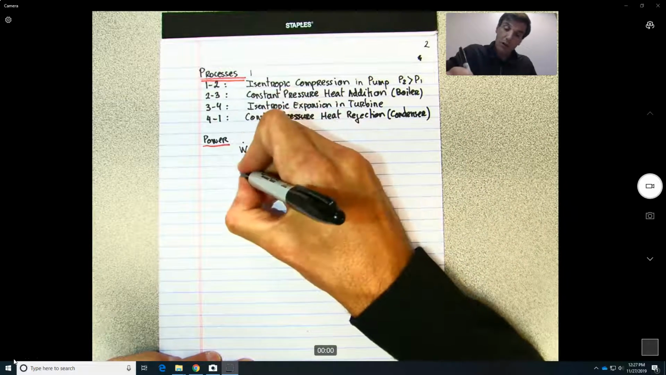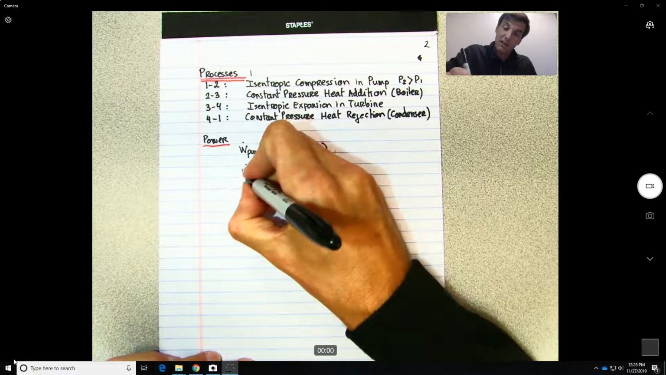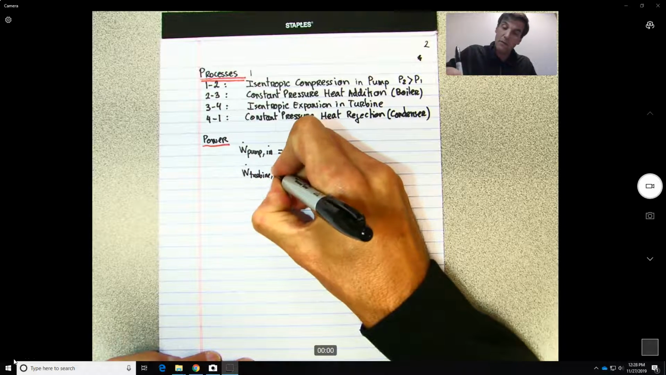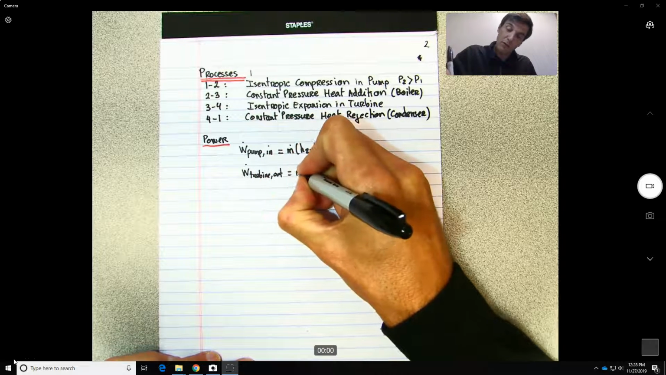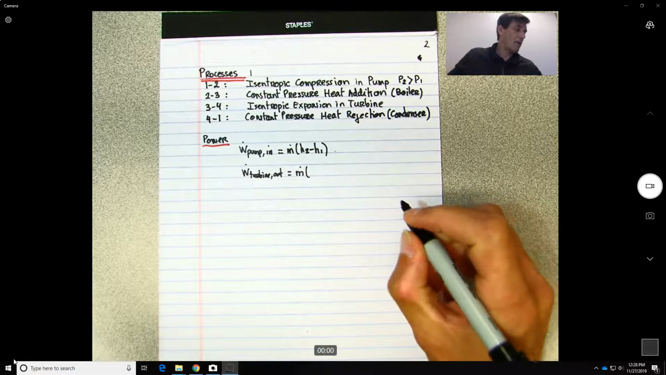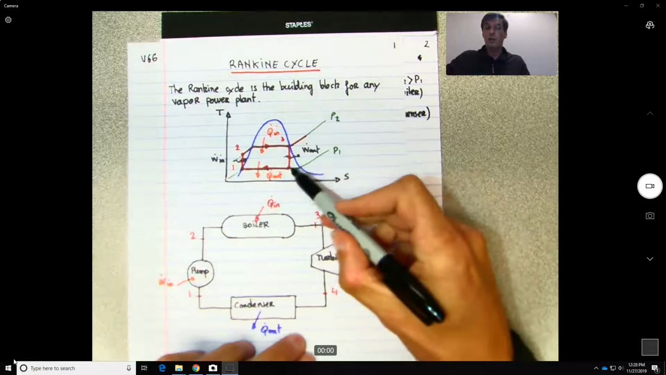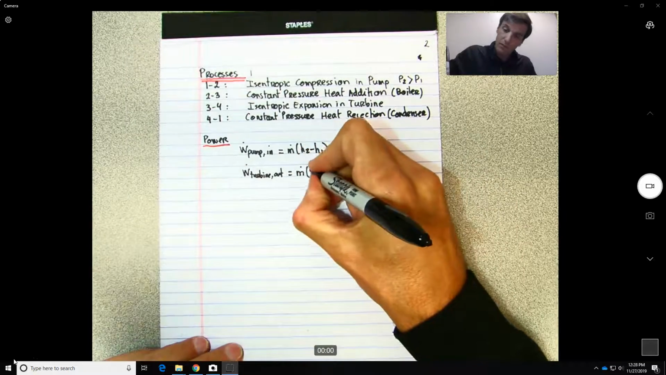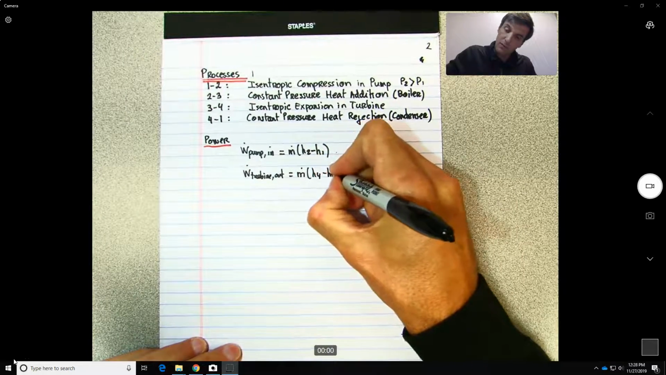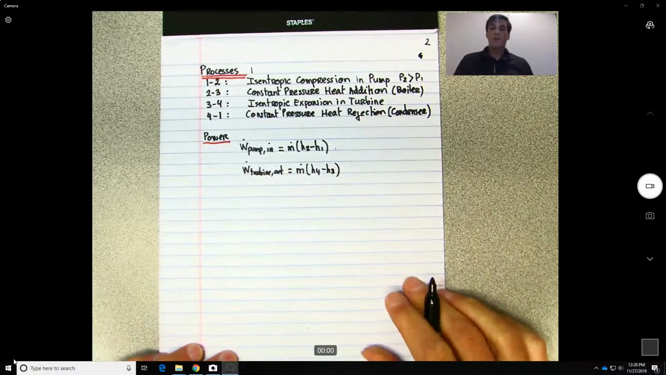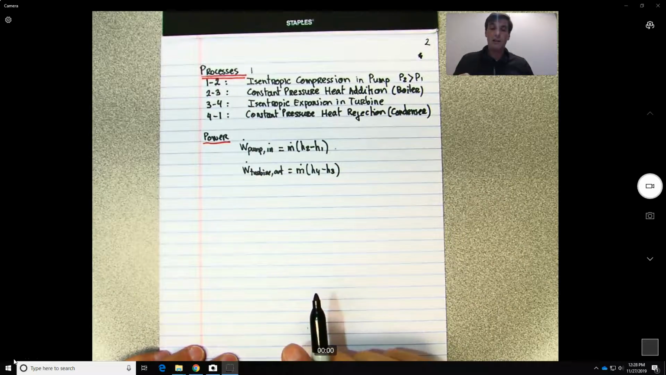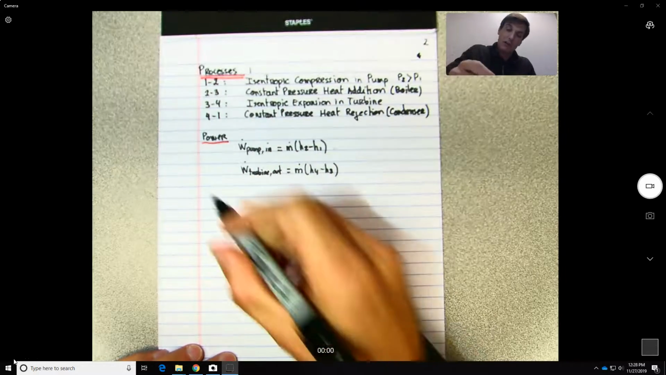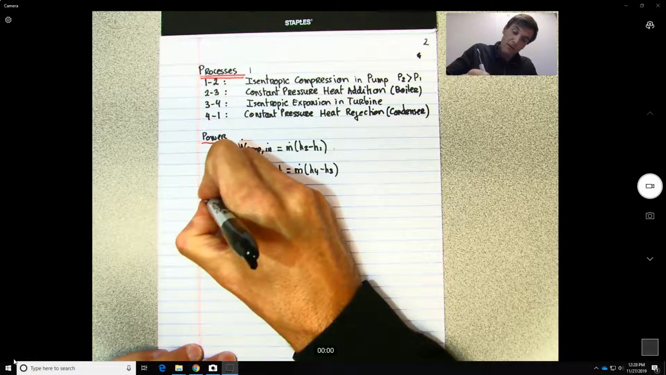And the amount of power that is out is at the turbine. So this will be the mass flow of water. So what would that be? According to the figure, it should be H4 minus H3. And you can find all these using the tables. That could be the power. Now let's see about the heat transfer.